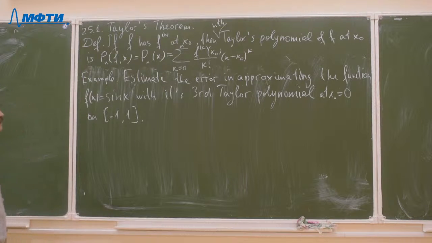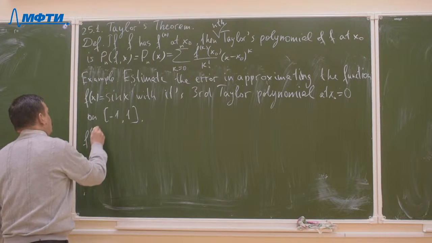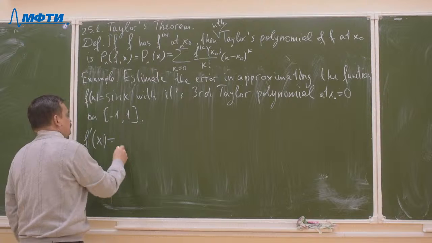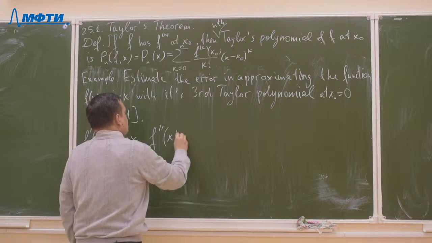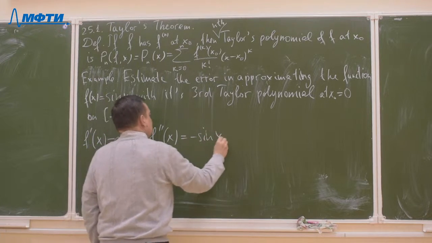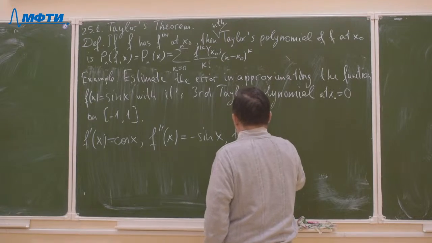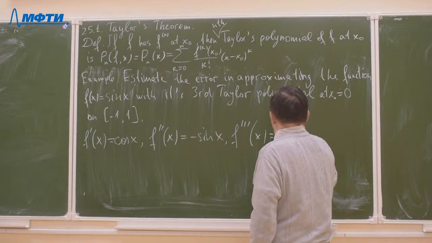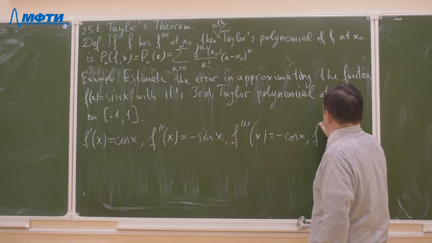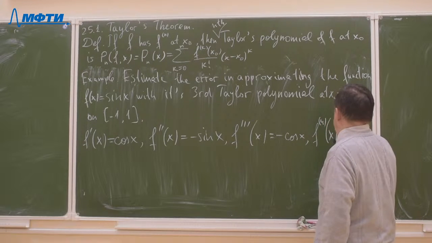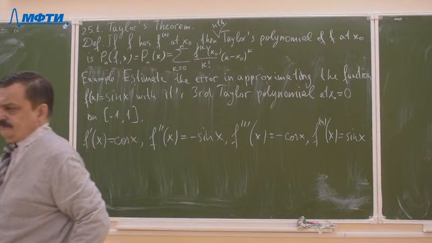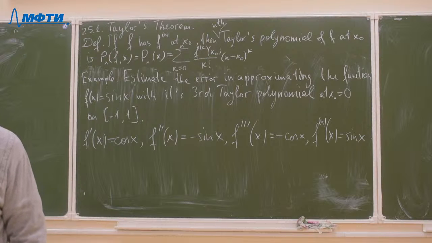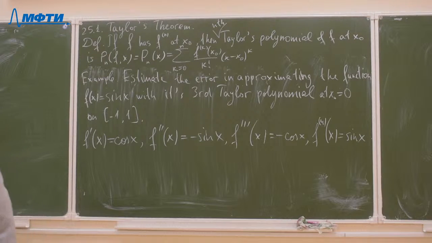So first of all, let's construct Taylor's polynomial. So we write the derivatives: cosine, second derivative minus sine, third derivative minus cosine, and fourth derivative is again sine. Or maybe we can do without break, right? Because of late start.